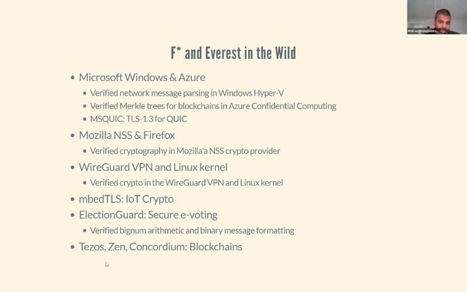Notably, we have verified cryptography in many places, including Firefox, the Linux kernel, Mbed TLS, and so on. Code and proofs produced by F* runs in a large number of places right now. I mean, by some metric, nearly every message processed by, say, Microsoft Azure will go through a piece of code verified in F*.